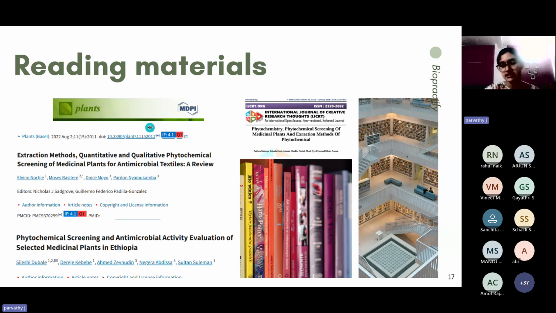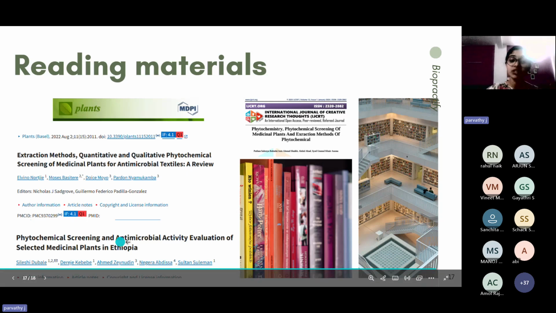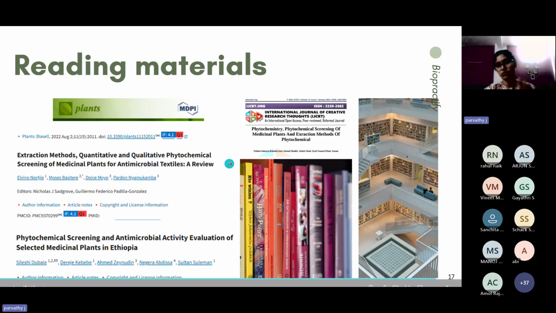So if anyone is interested in understanding more about various plant extract based antimicrobial studies, as well as screening various phytocompounds in your plant extract and curating your own small molecule library, you can feel free to read all these papers along with the papers that I've mentioned before.